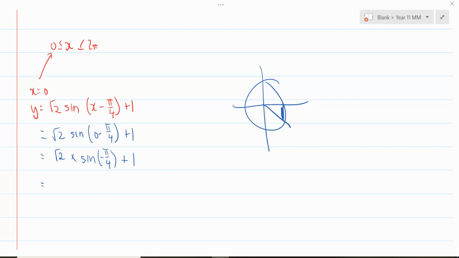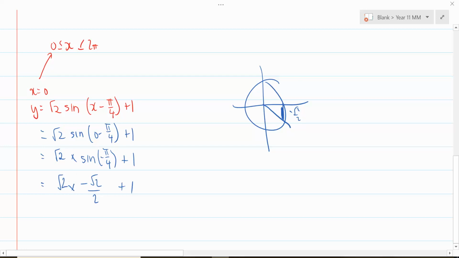Not negative half. Which finger is the pi on 4? Root 2 on 2. So it is negative root 2 on 2, because it's below the x-axis. The y values right now are negative, so it's negative root 2 on 2. So this is negative root 2 on 2 multiplied by root 2 plus 1.